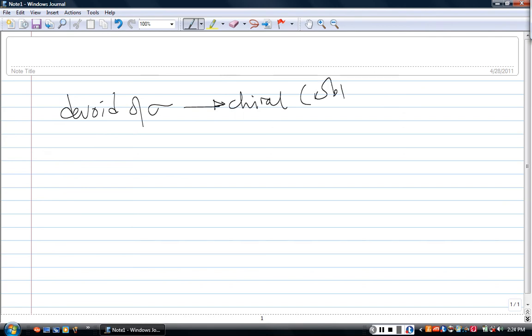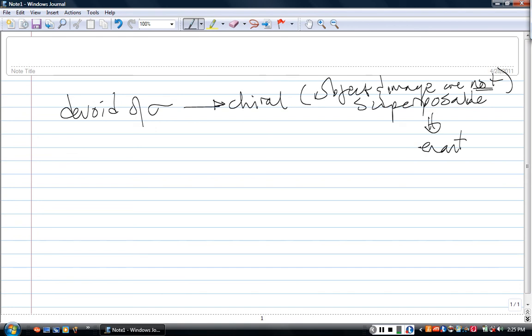the object and the mirror image are not superposable. Okay? And that this essentially then is enantiomerism. So if a molecule does not have a mirror plane, that satisfies both the necessary and sufficient condition for chirality, and as far as molecules go, that means that they're going to be enantiomers, that they will exist as one of a pair of enantiomers.